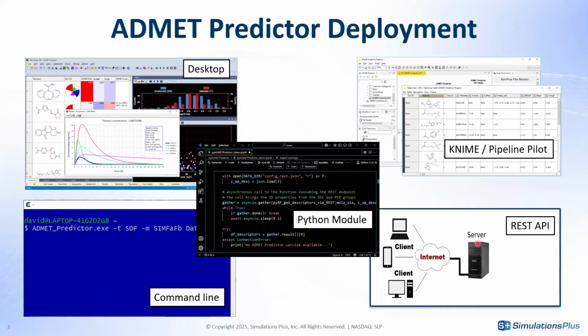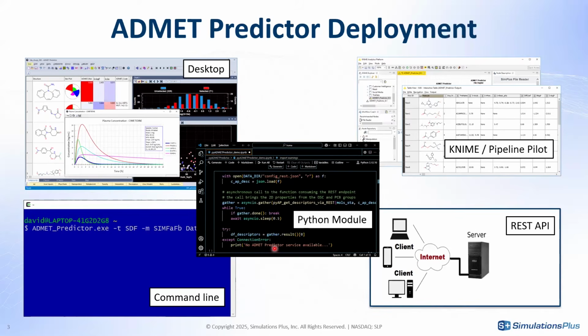Recently, we introduced a REST API. So this is a client-server model where the server is deployed at the client site as opposed to at Simulations Plus. The REST API makes it quite straightforward to integrate ADMET Predictor functionality into your informatics infrastructure, whether it be a third-party software tool or something that you have built yourself.